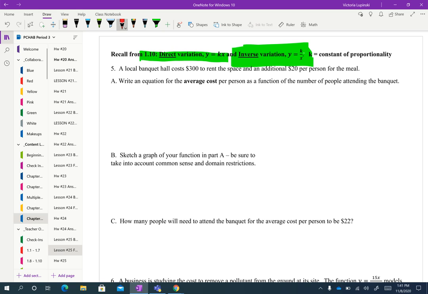So take a look here at number 5. A local banquet hall costs $300 to rent the space and $20 per person for the meal. Write an equation for the average cost per person as a function of the number of people that are attending the banquet. So you're going to make it y equals or f of x equals, or whatever you want. And you're going to start with the fact that you have to pay $300 no matter what to rent the hall. And then $20 per person would be 20x. That's a linear equation. Of course, the more people that you have coming to your banquet, the more expensive your total bill is going to be.